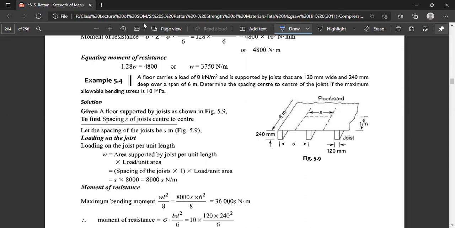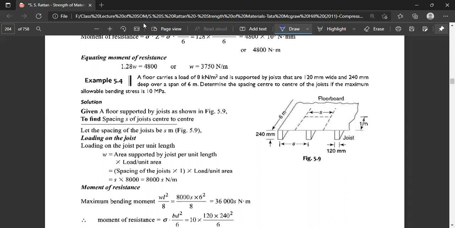So we have the floor. It is carrying a load of 8 kilonewton per square meter. That is the load it can carry, and it is supported by joists, which are 120 millimeter in width and 250 millimeter in depth, over a total span length of 6 meter. And it is 3 in number. Determine the center to center distance of the joist if the maximum allowable bending stress is given as 10 MPa.